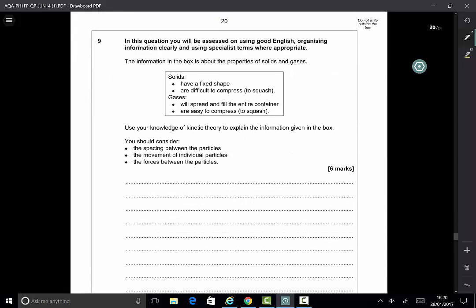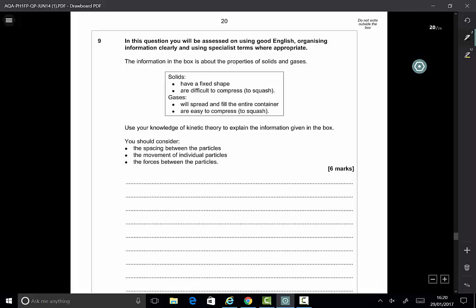Okay, question 9. Oh dear, it's a 6 marker. People get to the 6 markers quite often on the foundation paper and go, oh, I can't be bothered. But actually you probably know quite a few points for this. So, the information in the box is about properties of solids and gases. We know that solids have a fixed shape and are difficult to compress. We know that gases will spread and fill the entire container and are easy to compress. Use your knowledge of kinetic theory to explain the information given in the box. You should consider the spacing between the particles, the movement of the individual particles, and the forces between the particles.